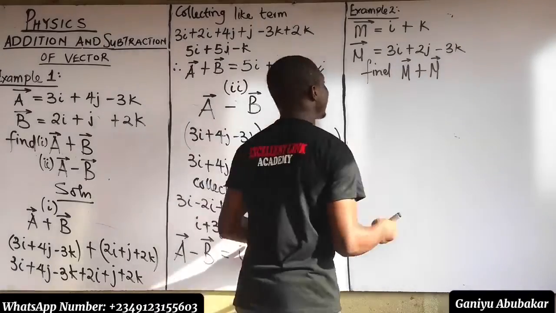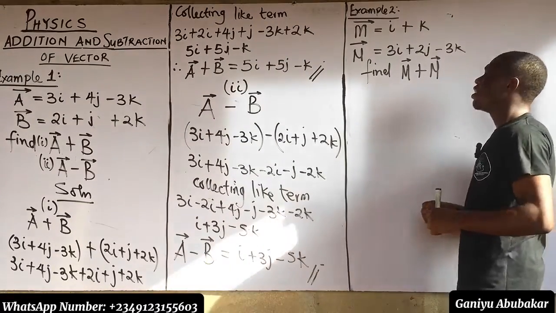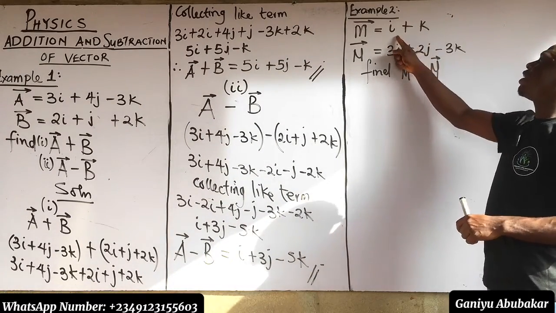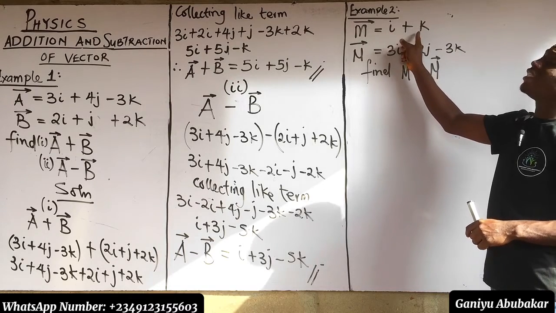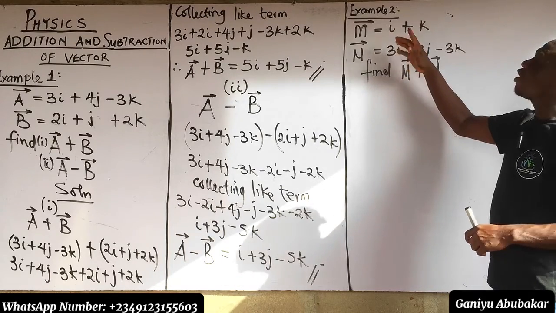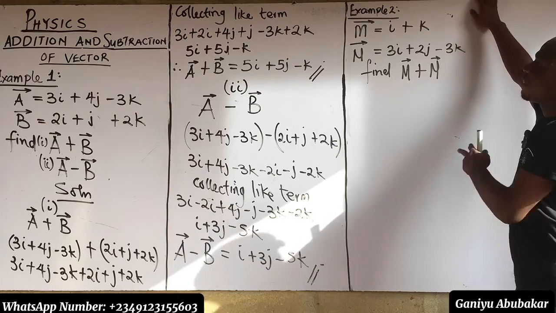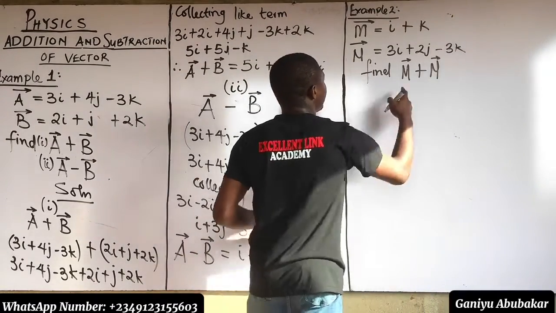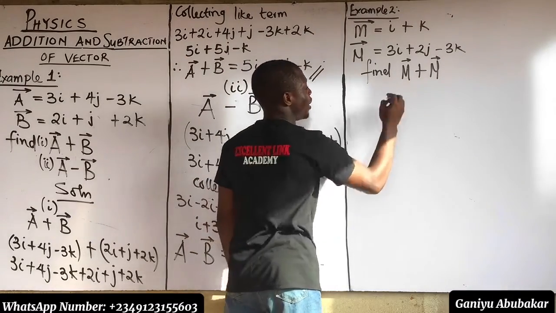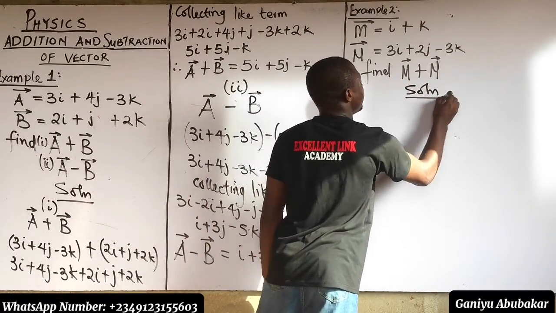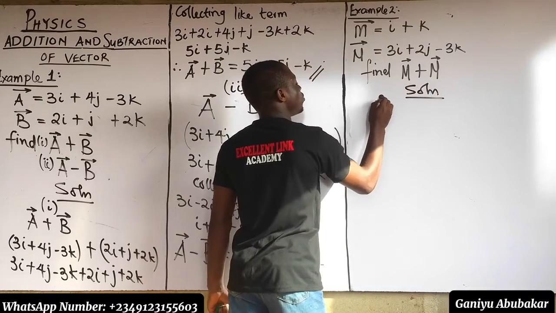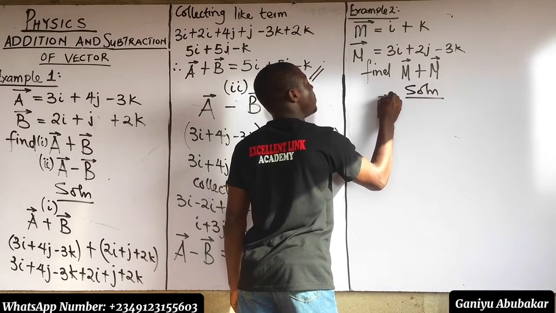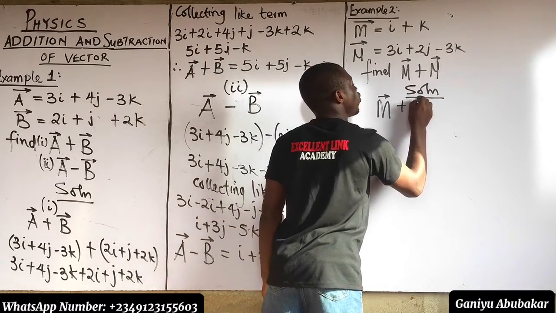We said our first task here, observe that in this one there's one letter missing. The j is missing here. So how do you simplify something of this nature? The task is quite simple, the same procedure. Solution: I'm having two vectors, so vector m plus vector n.